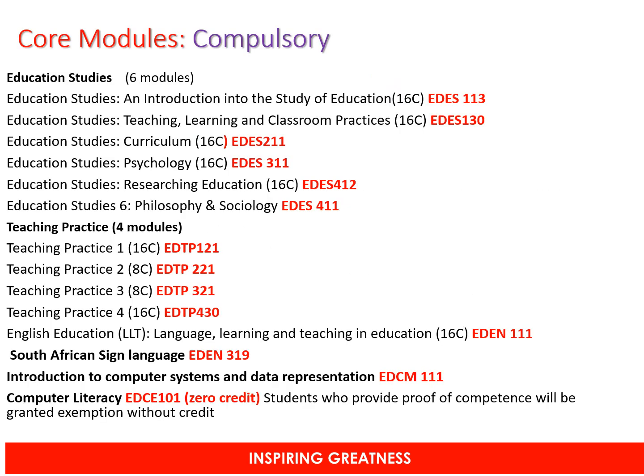There are certain core or compulsory modules across the B.Ed program. For the intermediate phase, these are your compulsory modules. You have 6 education study modules. These are listed with the module codes alongside them. Teaching practice, we have 4 teaching practice modules that have to be taken by all students, and you have to pass them. Please note the order in which the modules have to be registered for.